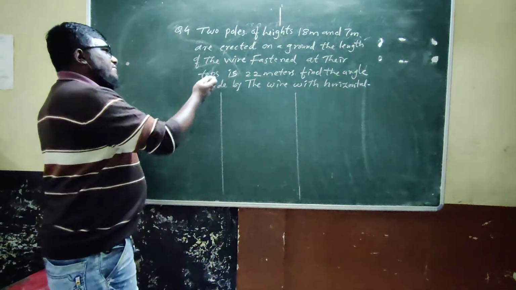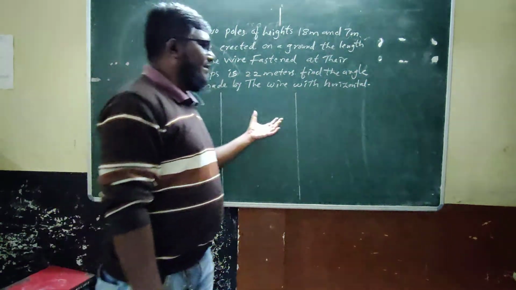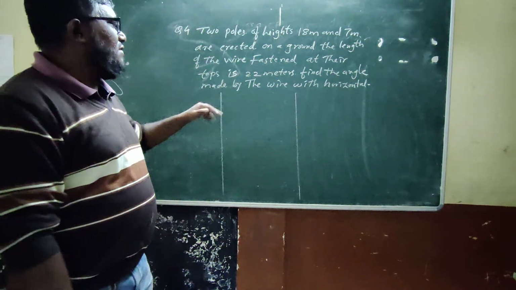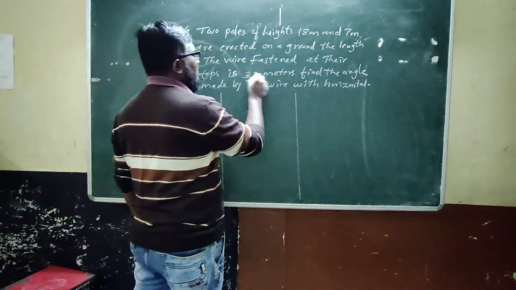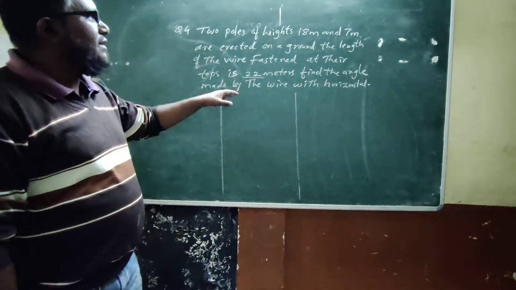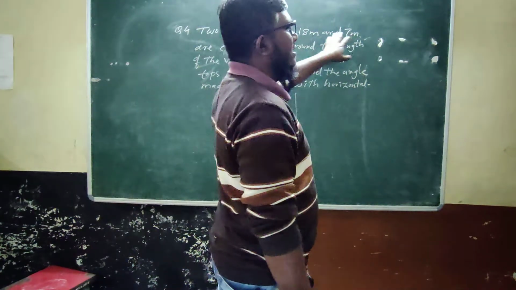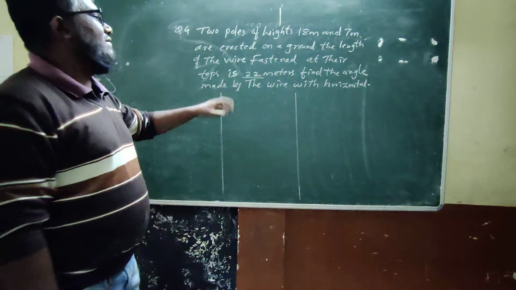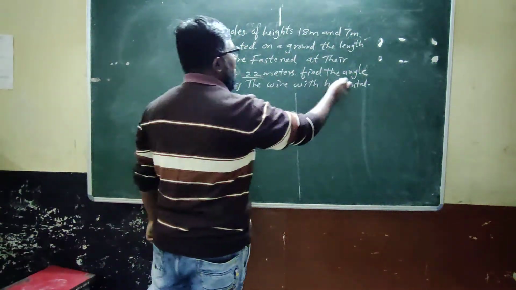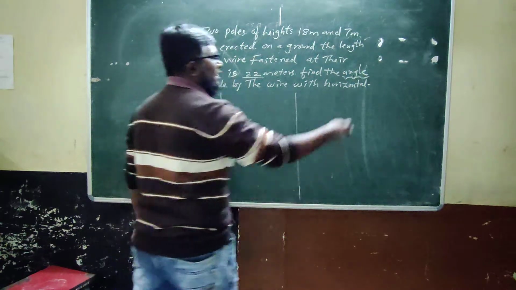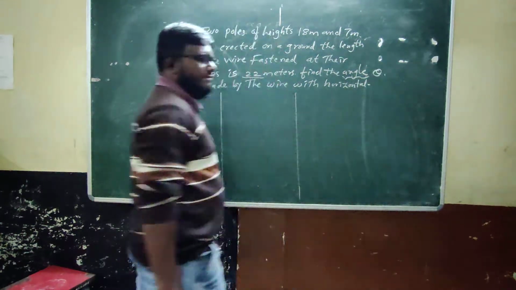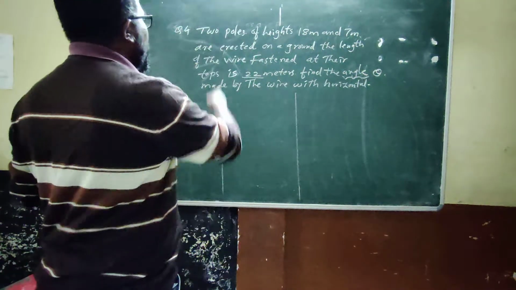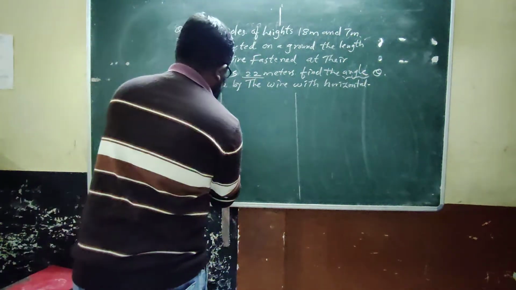So from the given information we have to draw the diagram, and from the diagram we have to understand what is asked. Now dear students, they have given the length of the wire and the heights of the poles. They have asked for the angle, that is theta, to be found. So first of all we have to prepare the diagram regarding the given information.